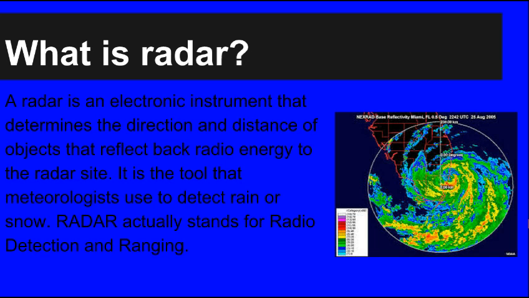What is radar? A radar is an electronic instrument that determines the direction and distance of objects that reflect back radio energy to the radar site. It is a tool that meteorologists use to detect rain or snow. Radar actually stands for radio detection and ranging.